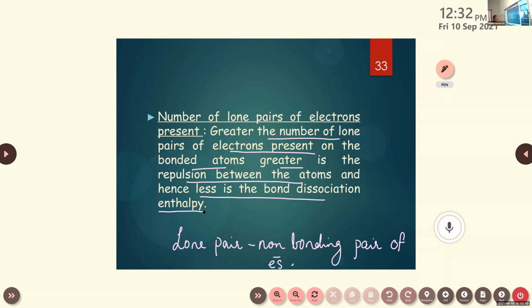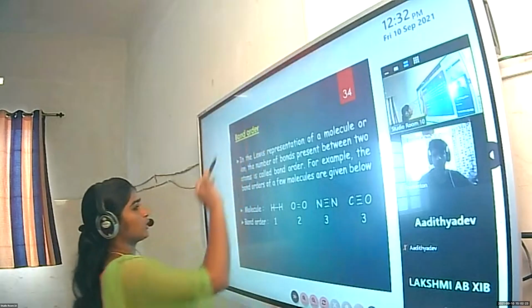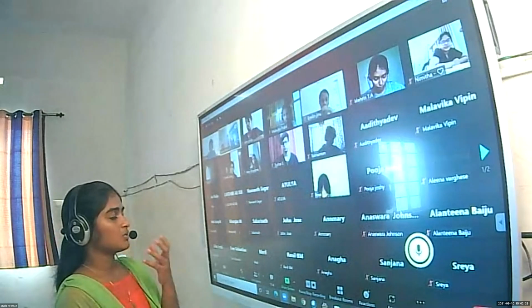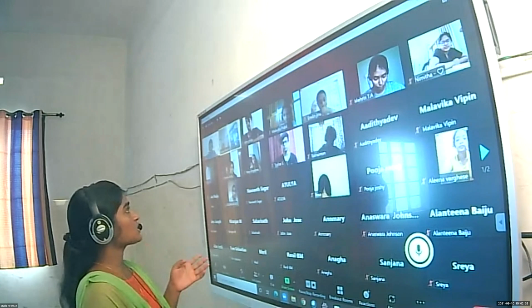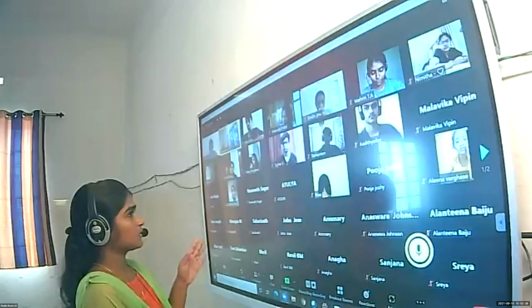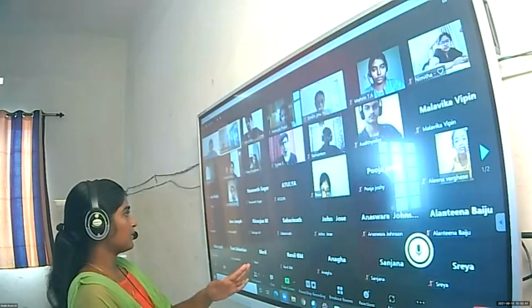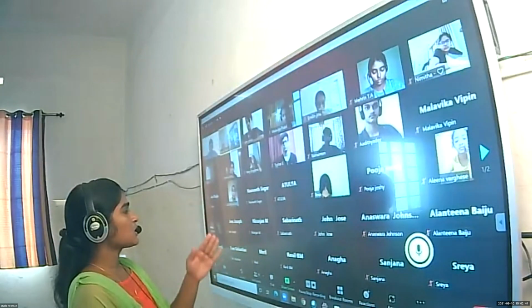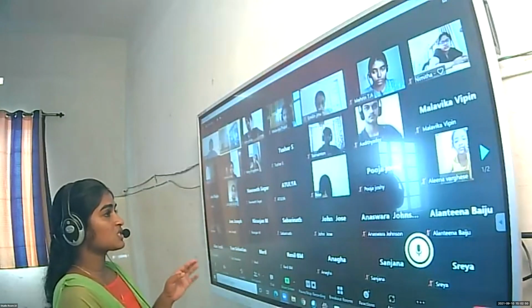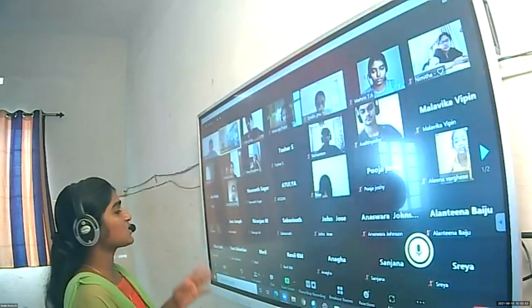Have we completed this point? Children? Yes, ma'am. Then before moving to bond order, in the case of polyatomic ions or polyatomic molecules, sometimes one step is not sufficient for breaking the bonds between the atoms. Sometimes there are 2 or 3 steps. In the first step, some bond will break, and in another step, another bond will break. So it follows different steps to break the bonds between the atoms. In such cases, the energy required to break the bonds in each step will be different.